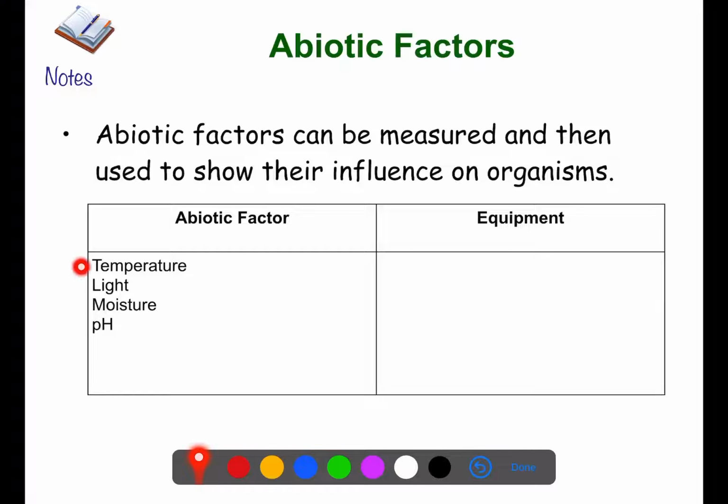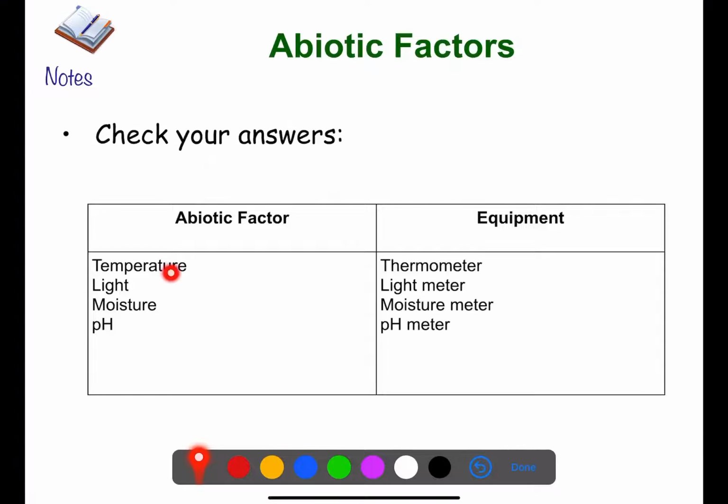We've got factors like temperature, light, moisture and pH. To measure temperature, we would use a thermometer. To measure light, we can use a light meter. To measure moisture, we can use a moisture meter. And to measure pH, we can use a pH meter.